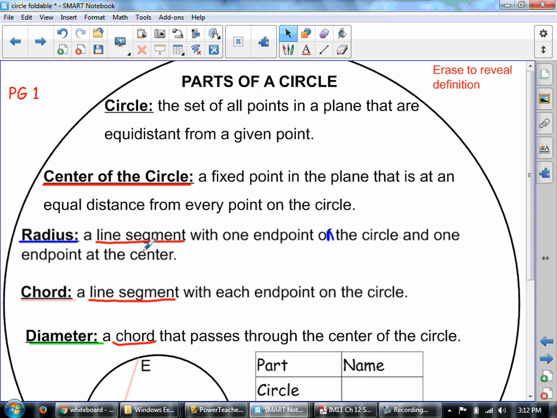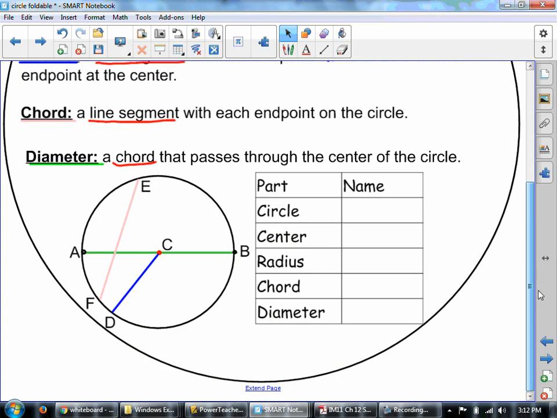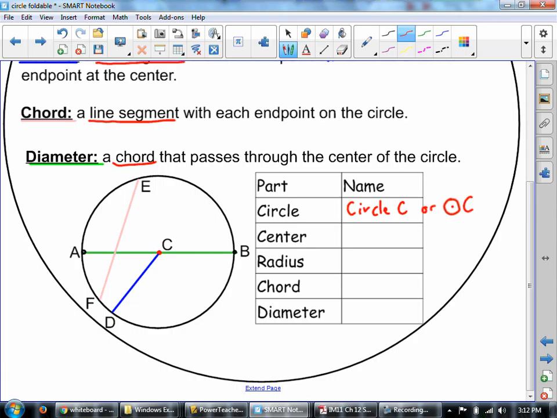Okay. All right, we're going to scroll down here. And we are going to name the parts of a circle. Now, the first thing we're going to do is actually learn how to name the circle. One way you can name a circle is by saying circle C, by using the center point and using the word circle in front of it. Or you may use a circle with a dot in the middle and the center point C. Either of those is acceptable. Now the center is a point.